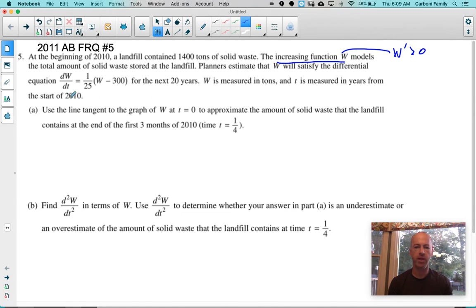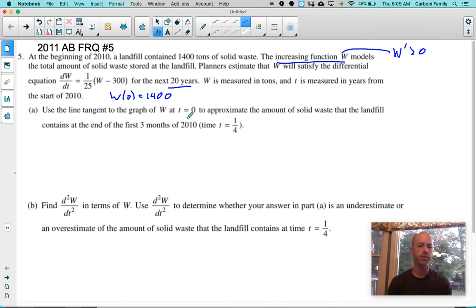They estimate that W satisfies that differential equation for the next 20 years. W is measured in tons, and t is measured in years from 2010. So this initial condition, beginning in 2010, the landfill contained 1,400 tons. That could be written as W of 0 is 1,400, because t equals 0 represents the year 2010.